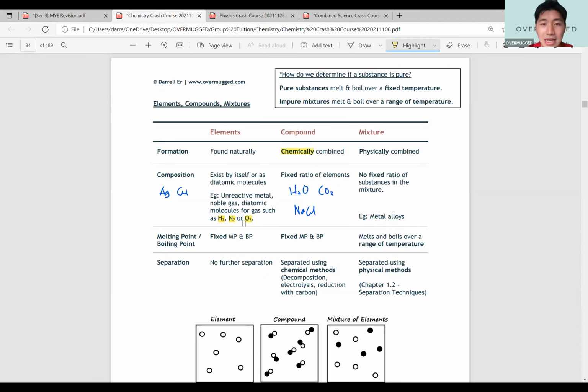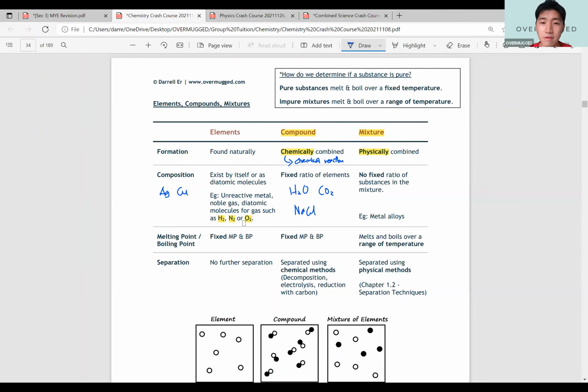Compounds are chemically combined, which means they underwent a reaction and it formed a compound. Meanwhile, for a mixture, it's like rojak. You just throw things in. You just physically mix them. There wasn't actually a chemical reaction. So if you want to think of chemically combined, just remember it means that there was a chemical reaction with reactants and products. Physically combined means I just mix them, so there wasn't any chemical reaction.